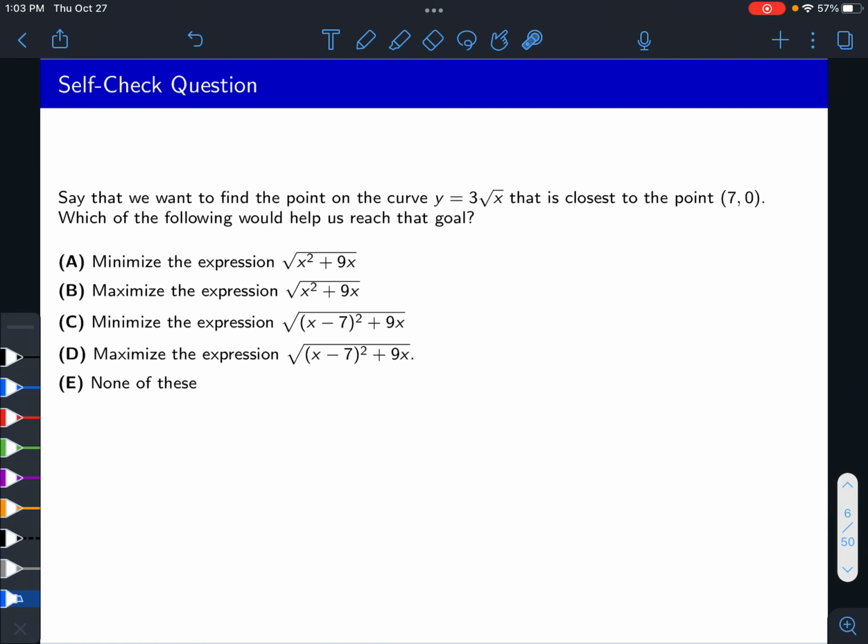So here's a self-check question. Let's say that we want to find the point on the curve y equals 3 root x that is closest to the point 7, 0. Which of the following would help us reach that goal? Do we want to minimize the expression square root of x squared plus 9x? Do we want to maximize that expression? Do we want to minimize this expression, square root of (x minus 7) squared plus 9x? Or maximize that expression, or none of the above? So pause the video and think about it, and then unpause, and we'll discuss.